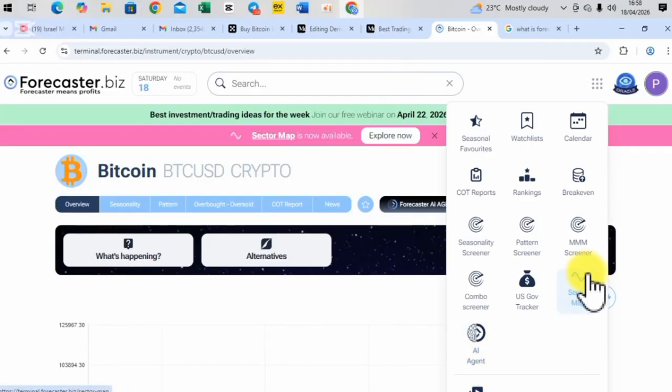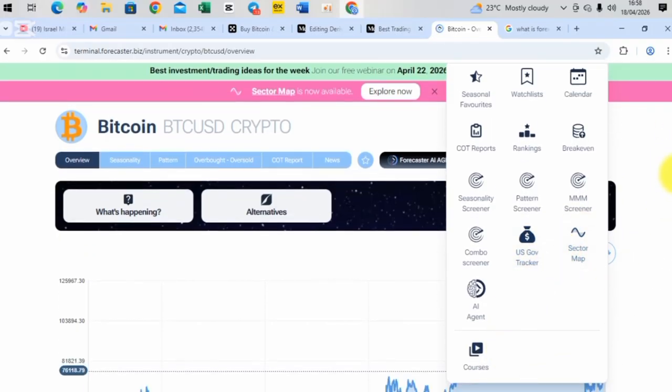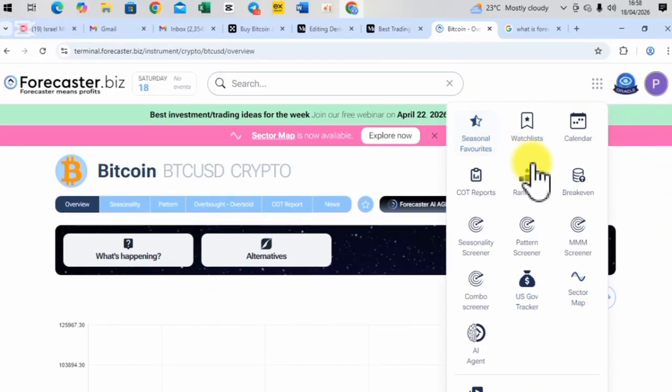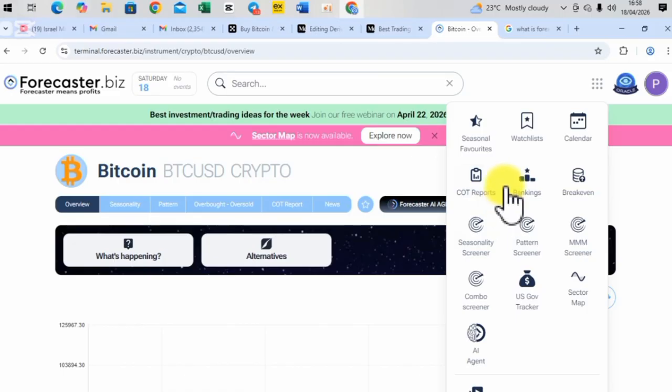And the last one is the course section. Let me show you. This is the course section where you can learn anything, rather how to use this tool, how to use forecaster. Even if you are new, you can easily enroll and be learning everything. Although there is a YouTube channel specifically for forecaster in English where you can learn everything about this tool, how it can help you to scale in your trading and investment.